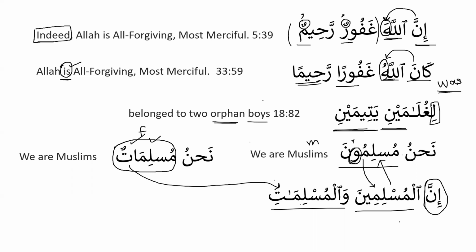After Inna, the noun is what? It is mansub. Only one thing that you should know up to today: when Inna comes, and because it's used a lot in the Quran, in fact, Inna is feminine in Arabic, so indeed, whenever the noun comes after that, it will be mansub. So both of them, Muslimina and Muslimat, are mansub.